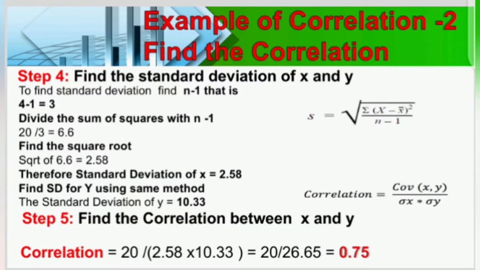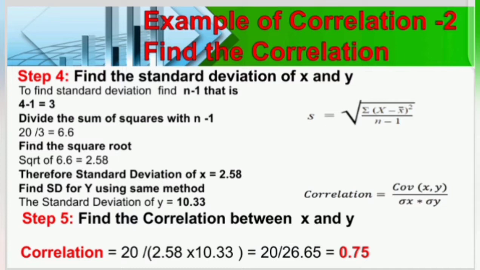Example of correlation. Number 2, find the correlation. Step number 4, find the standard deviation of x and y. To find standard deviation, find n-1, that is 4 minus 1 is equal to 3. Divide the sum of squares by n-1, that is 20 divided by 3, which is equal to 6.6. Then find the square root of 6.6, that is equal to 2.58. Therefore, the standard deviation of x is equal to 2.58. Find the standard deviation of y using the same method, that is equal to 10.33.